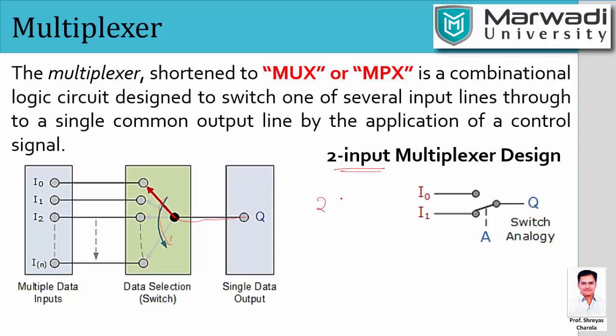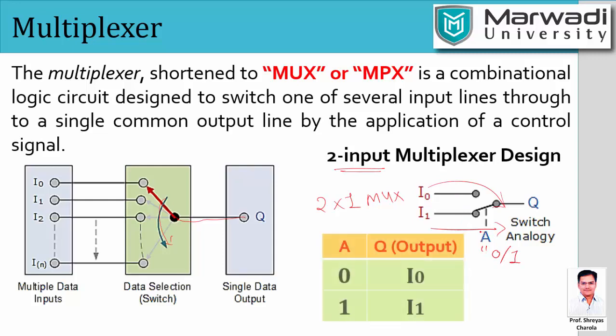That's why we call it a 2x1 MUX. That means two inputs and one output. Now here there is only one selection line, because if it is 0, I0 will go to the output, or if it is 1, I1 will go to the output side. If you write here A0, I0 will go; A1, I1 will go.